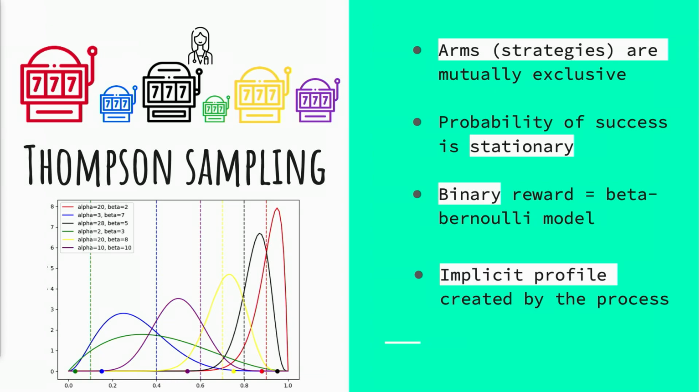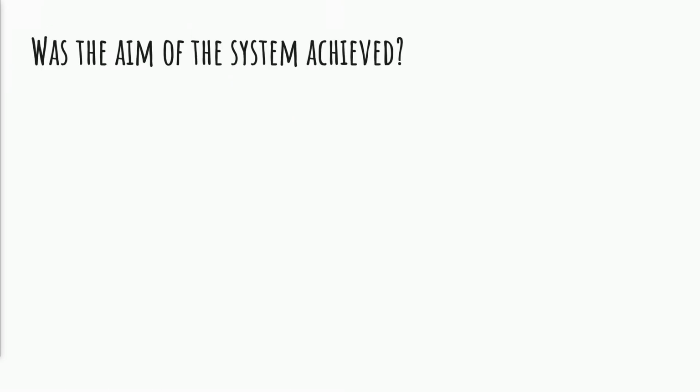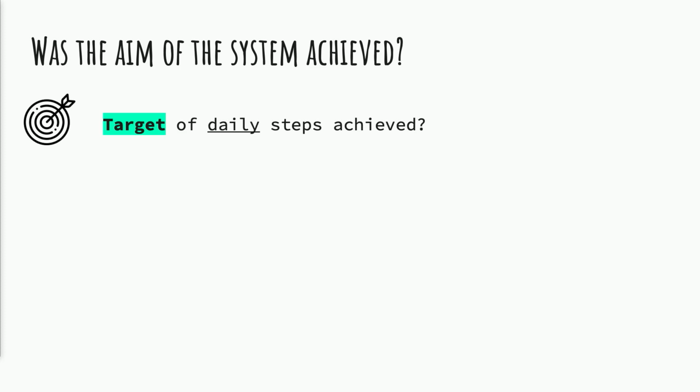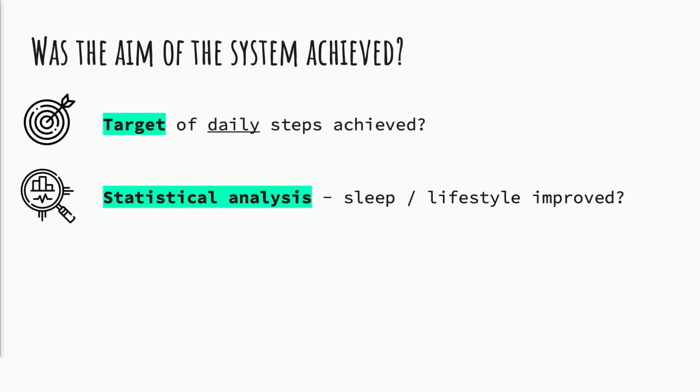And by doing this, we can also learn the implicit profile, because this is naturally created by the process. So for example, I can look for similar people who have similar preferences by looking at their posterior beta distributions. Okay, so was the aim of the system actually achieved? How can we measure that? So first of all, we can look at the target of the daily steps, whether it was actually achieved, or whatever our aim was. Either it was the daily steps as in our example.